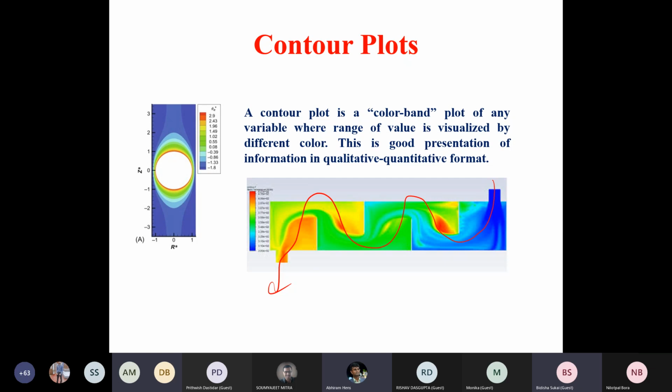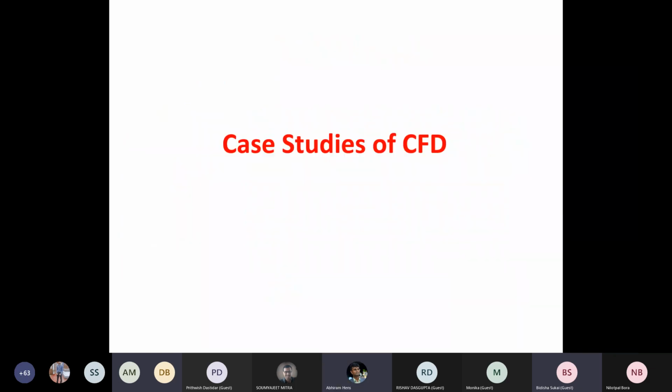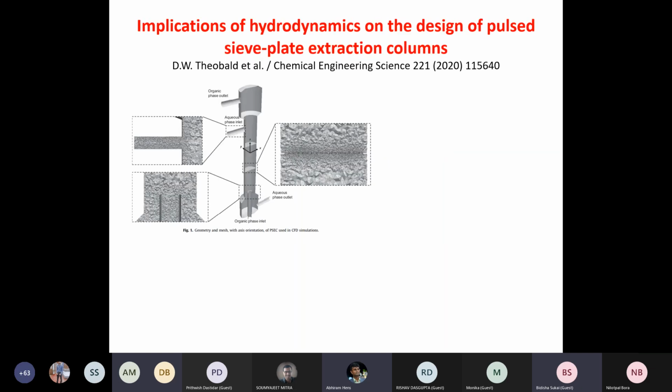In CFD results, you will see a lot of contour plots and this kind of vector plots, and this gives us a lot of understanding. With this, I will now show a few case studies. Case studies means some reported cases which people have done earlier and published. Let us see that to give you a feel of what kind of investigation can be done with the help of CFD. This is a paper of Chemical Engineering Science in 2020.